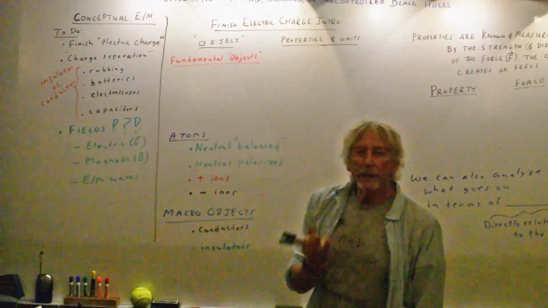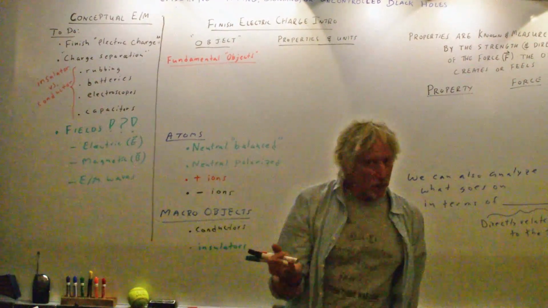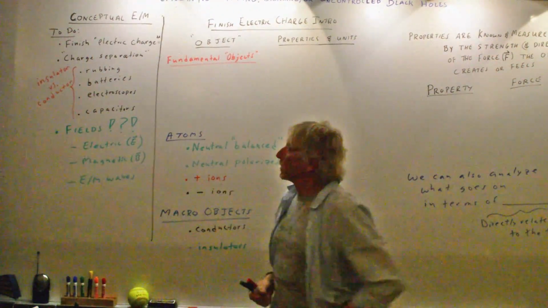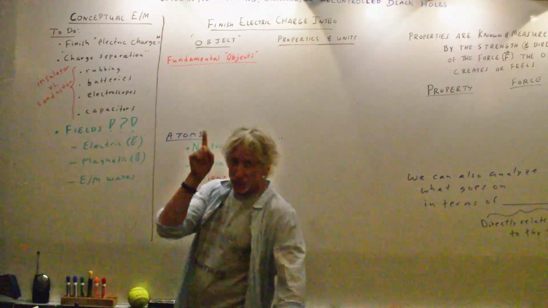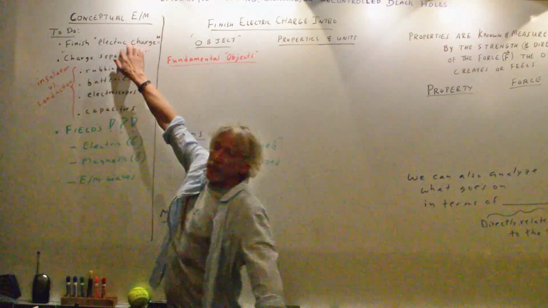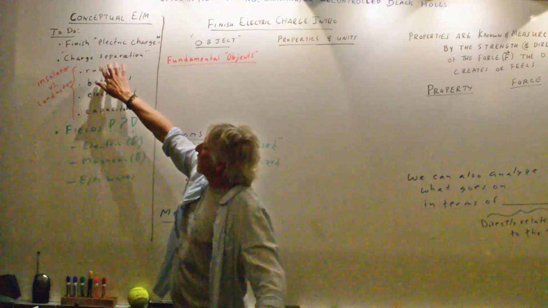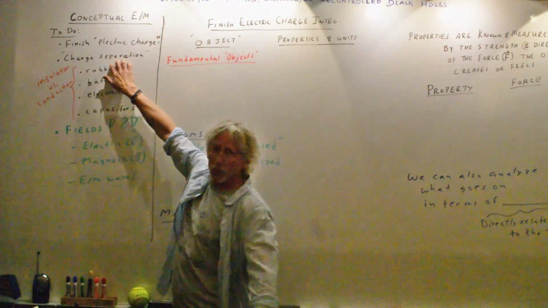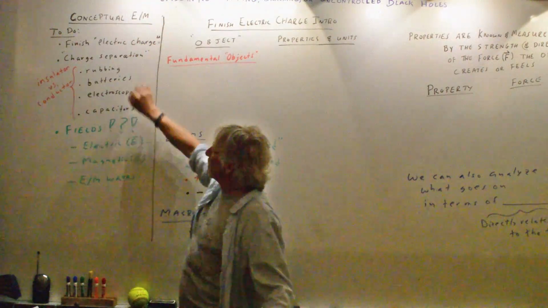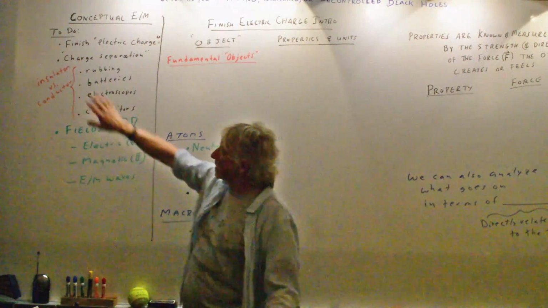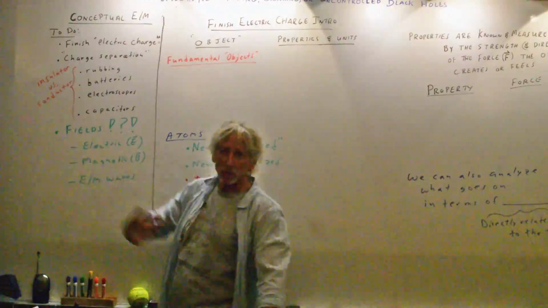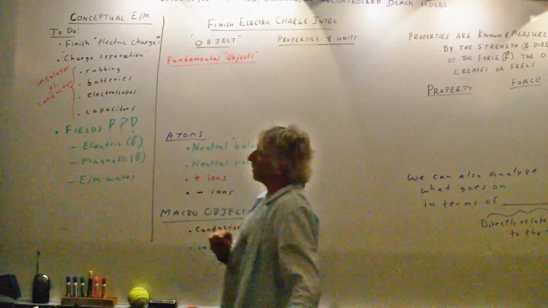So I want to reiterate some things that can be confusing. You can always come back to these. So where we're going here today, in this video right now, we'll finish the idea of electric charge. Then the next video, we'll talk about charge separation a little more: rubbing, batteries, electroscopes, capacitors, insulators versus conductors. Important ideas. Again, just nice, simple understanding.